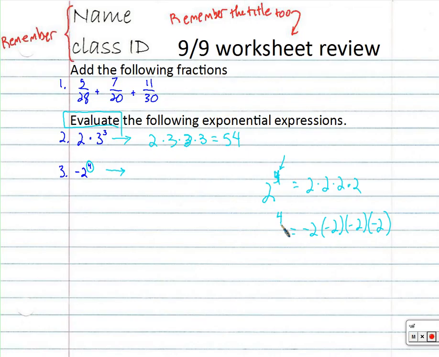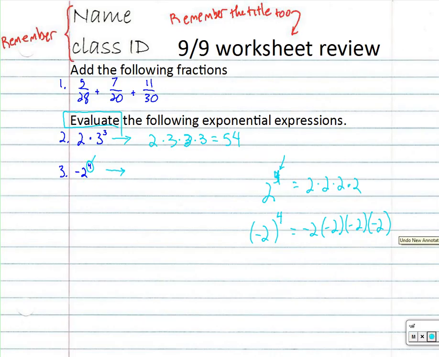We do need a -2, and we do need a power of 4. We put parentheses around all of it. Until I put parentheses, I'm not really clearly communicating that it's the -2, the whole thing, that needs to get multiplied 4 different times. Over here, the 4 is applied to the 2, just like it is here, but then there's just a negative hanging out in front. If I want you to bring the negative along with the 2 as I multiply 4 times, then I'm going to put parentheses around that thing.